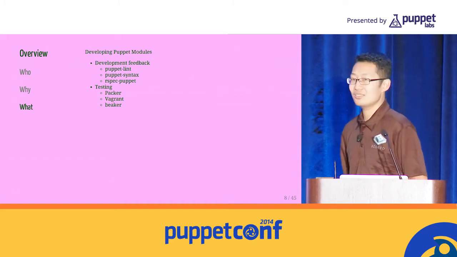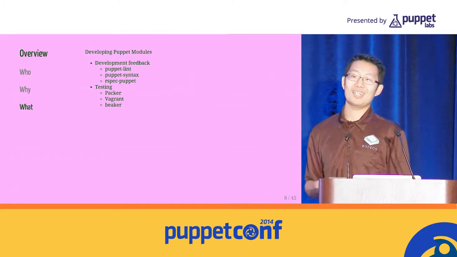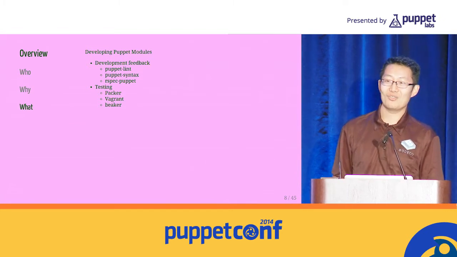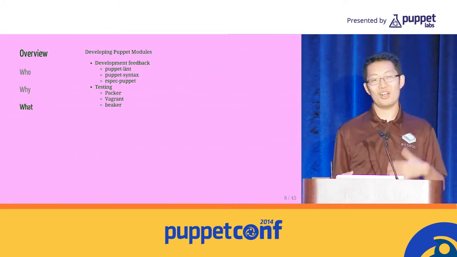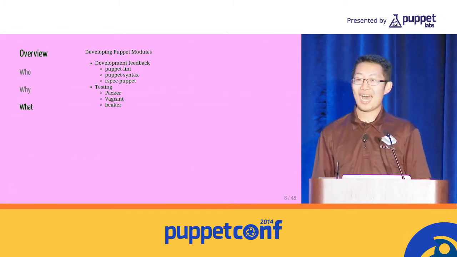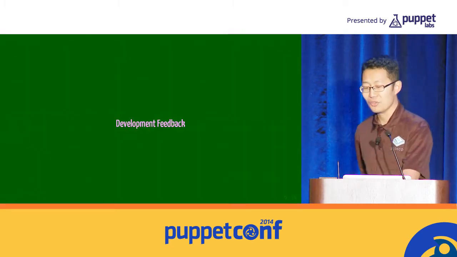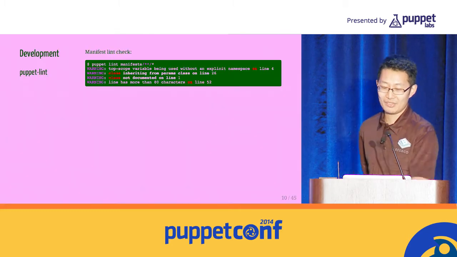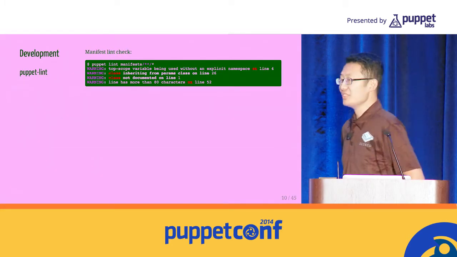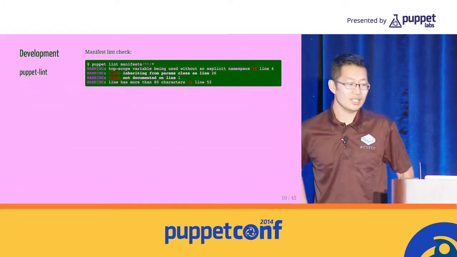And within it, we can run our code in a prod-like environment that allows us to validate: are the assumptions we're making, and the things we want to do inside Puppet, actually happening? So that's the end result. So let's go through and see what development feedback we can have, and let's take a look. The first thing we want to see is pretty straightforward: lint.